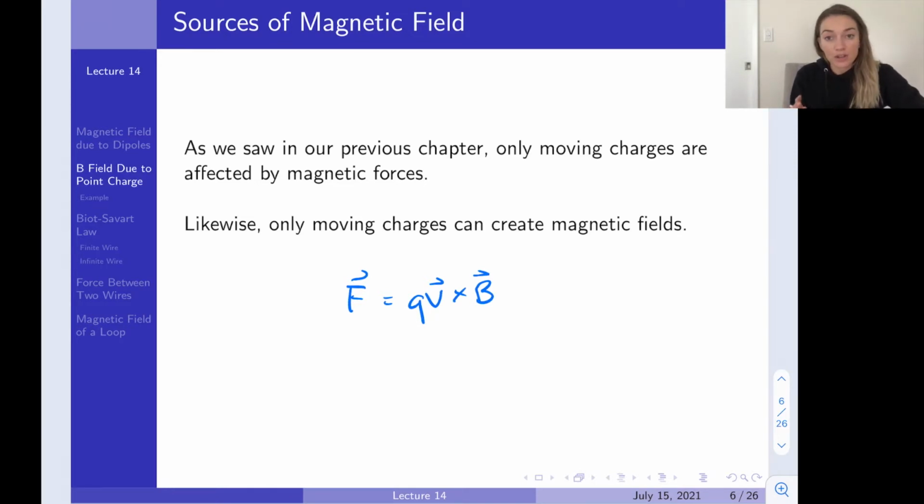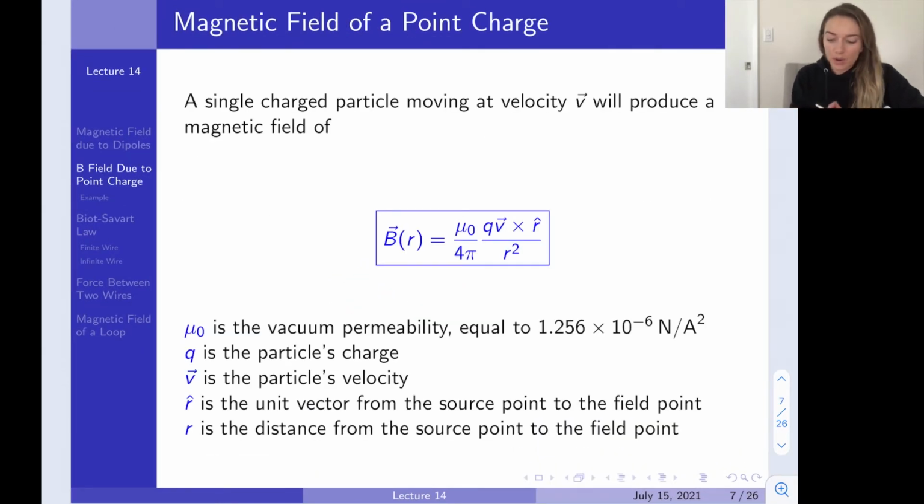If you have a charge that is stationary, it will not produce any magnetic field. Only moving charges will create a magnetic field. So in the case of a point particle with a velocity v, it will produce a magnetic field given by this equation.